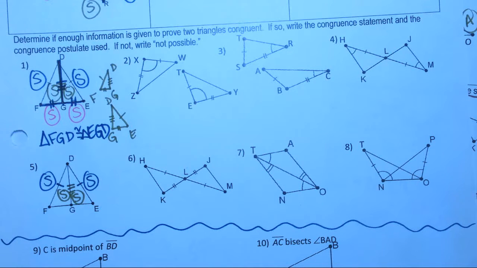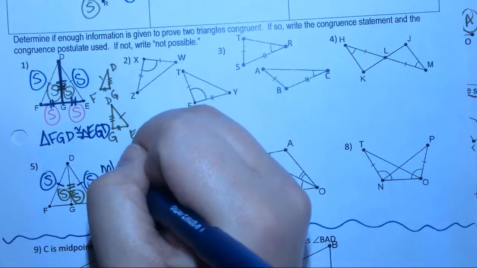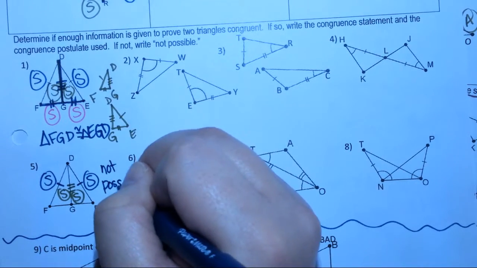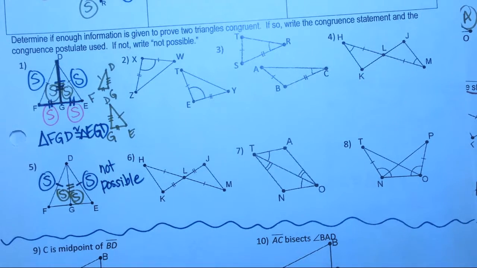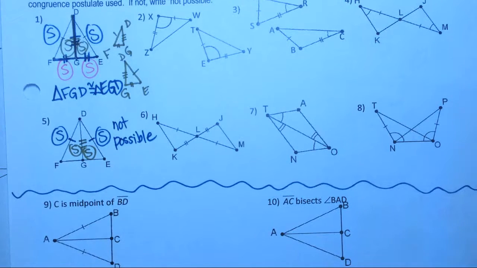So looking back at the directions, it says, if you can't write the congruent statement, then you should write not possible. So we're going to write not possible. So this is how they're going to trick us: we're going to think we should put side, side, side, and it's going to be missing some dashes, and we're going to forget to put not possible.